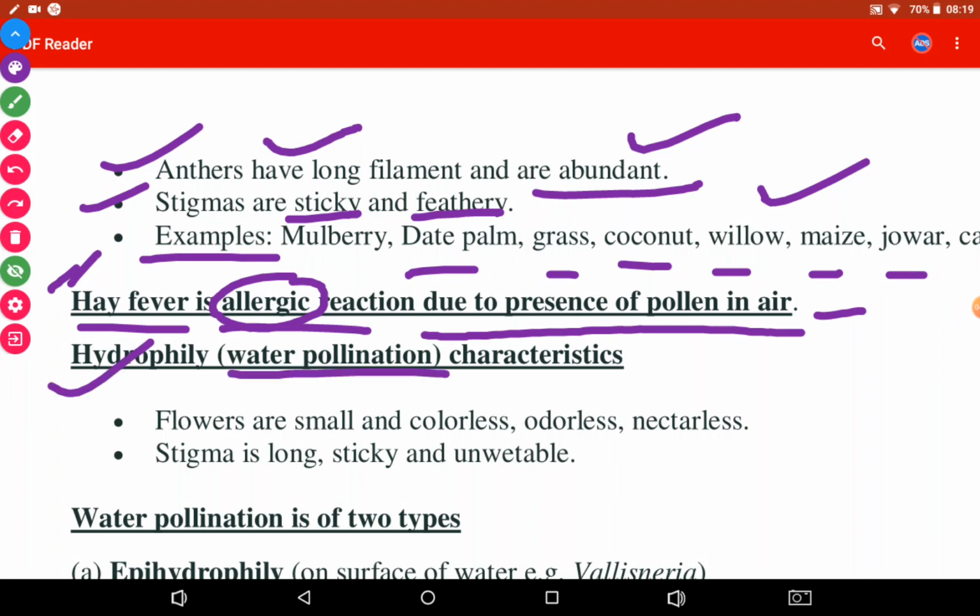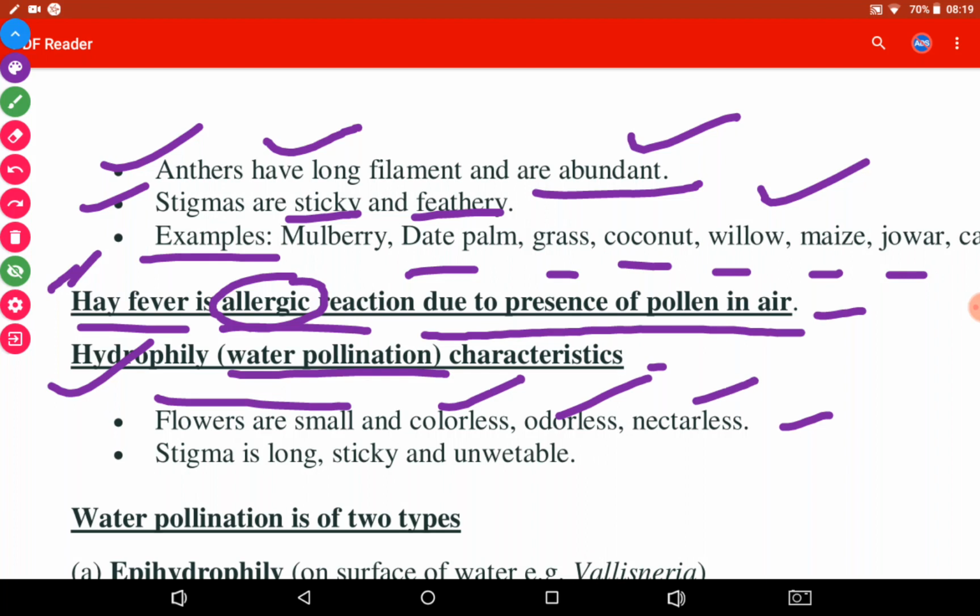Now let's take hydrophily, water pollination. The process of water pollination is also called hydrophily, and such kind of flowers have some special characters for completion of their water pollination. Flowers are small, so that they should not come in the water current too much. Too much water will not touch them, so that they can easily survive inside the water.